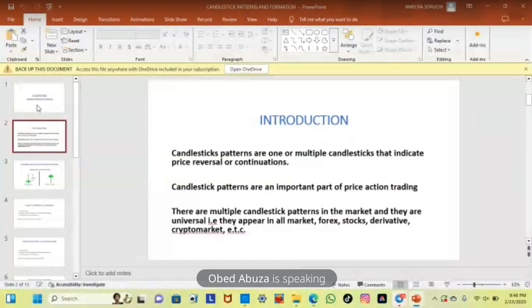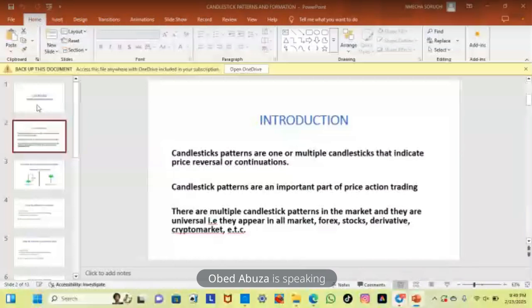Candlestick patterns are an important part of price action trading. By the time we start going deep into this course, we'll talk about price action trading and market structure. When we talk about price action trading, you will know why candlestick patterns are an important part of it. So we're not talking about it today, we're leaving it for later, but I just want you to know that candlestick patterns are important parts of price action trading.